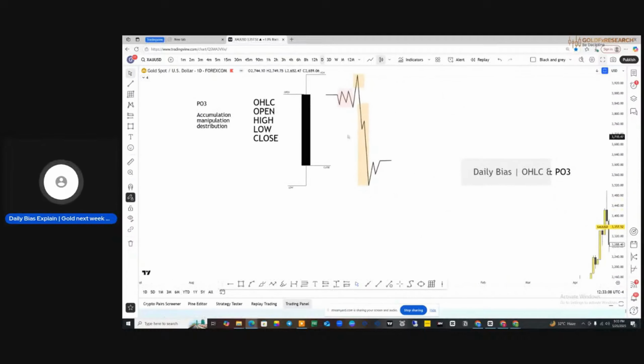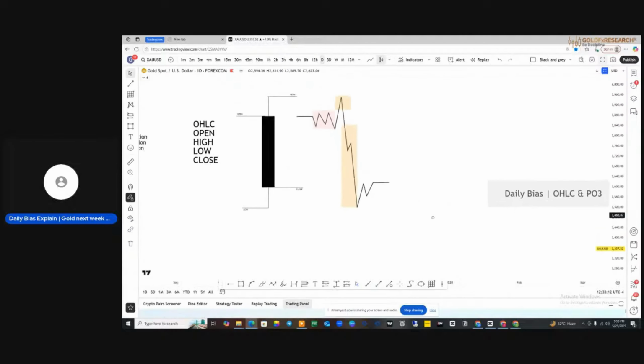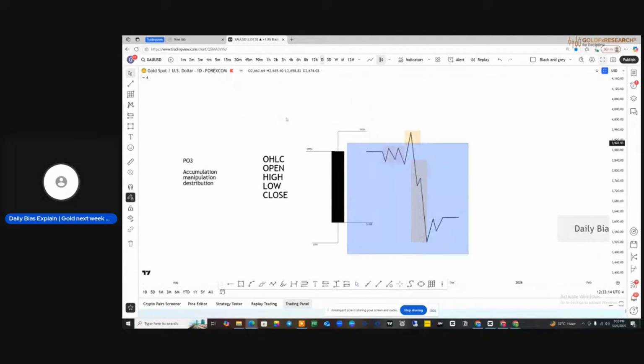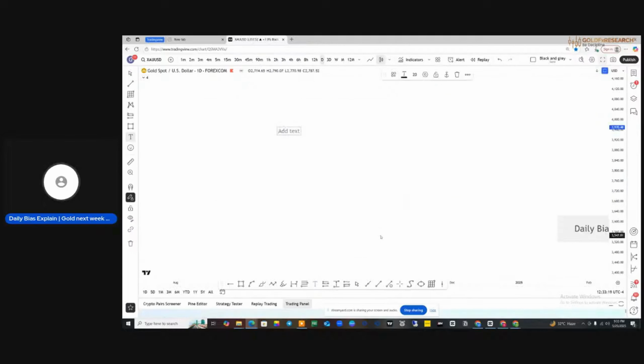Yes. So what do we have to do with the help of all these things? We have to look at our daily bias. Now, before looking at the daily bias, what should we do? We should know about three things. Now, what are those three things?